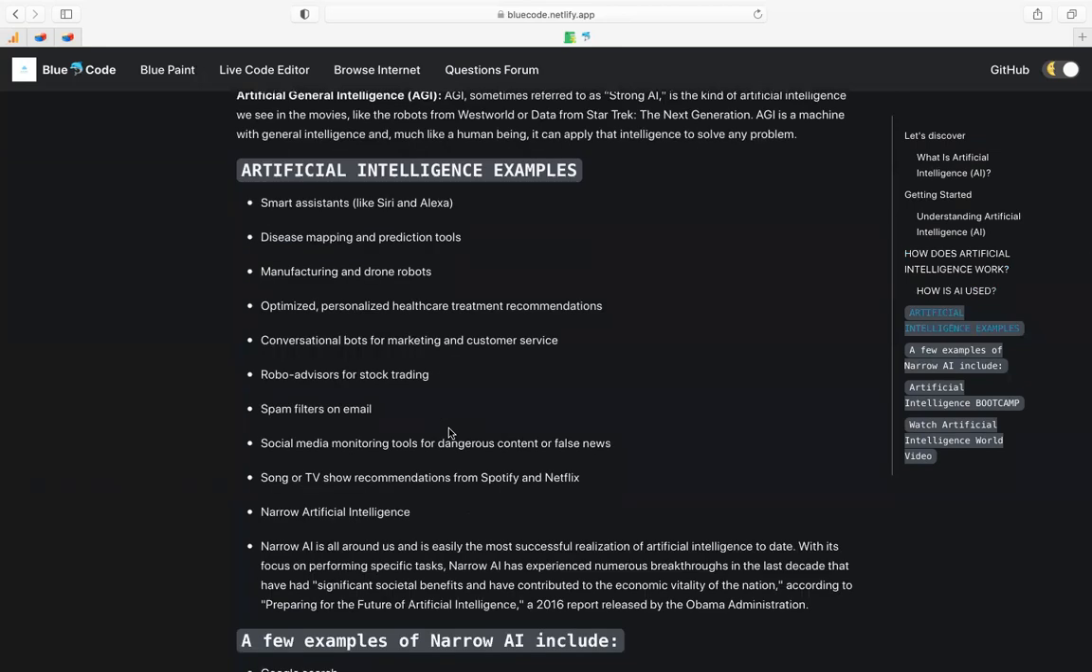We have so many examples of artificial intelligence in our daily life. One, we have smart assistants such as Siri. We have Alexa. We have disease mapping and prediction tools. We have manufacturing and drone robots. We have healthcare treatments, optimized or personalized. We have robot advisors for stock trading. We have artificial intelligence that can predict.